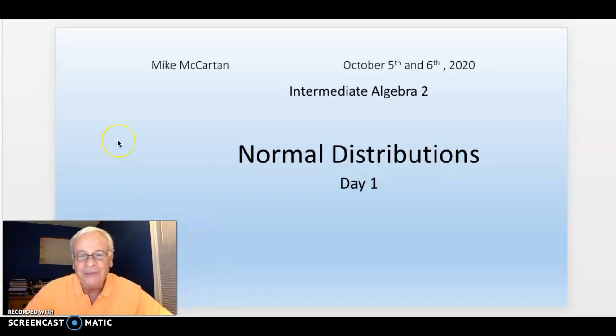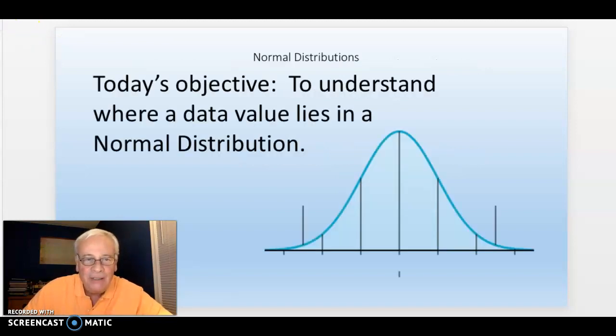Today we're going to look at normal distributions. I know we've already talked about them, but we're going to look at them a little deeper today, okay? Guys, today's objective is to understand where a data value lies in a normal distribution. Where does some certain data value lie inside this distribution?